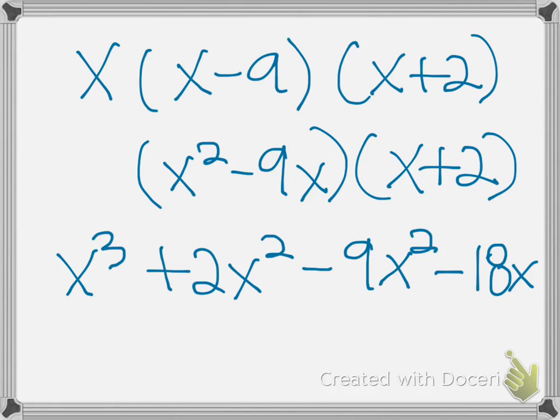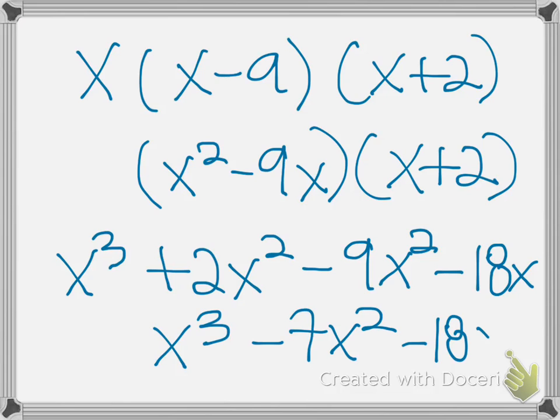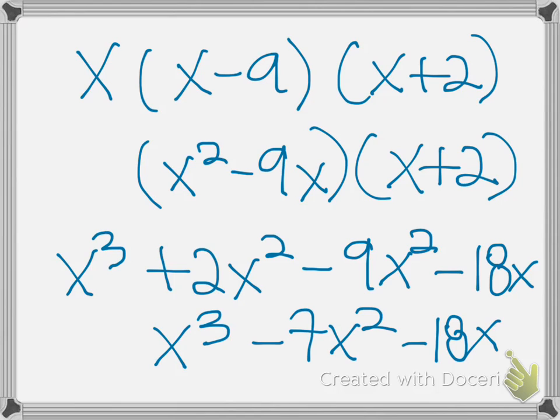And of course, whenever possible, we want to simplify. So we've got our like terms with the 2x squared and negative 9x squared. So let's combine those, which will give us a final answer of x cubed minus 7x squared minus 18x. And of course, that's the polynomial that we began with. So we were able to correctly factor that given polynomial expression.